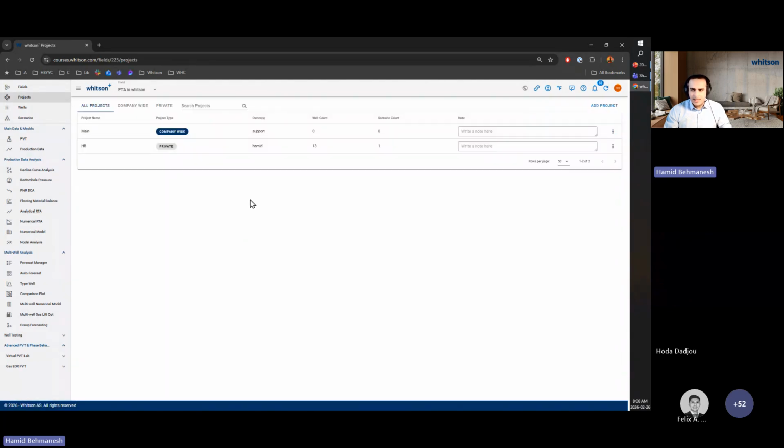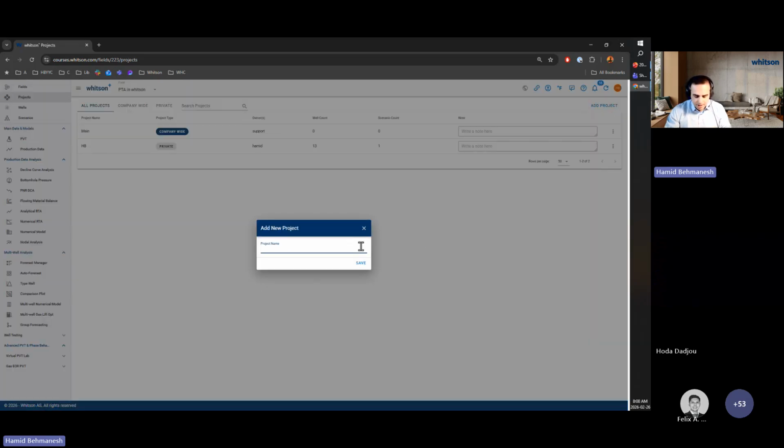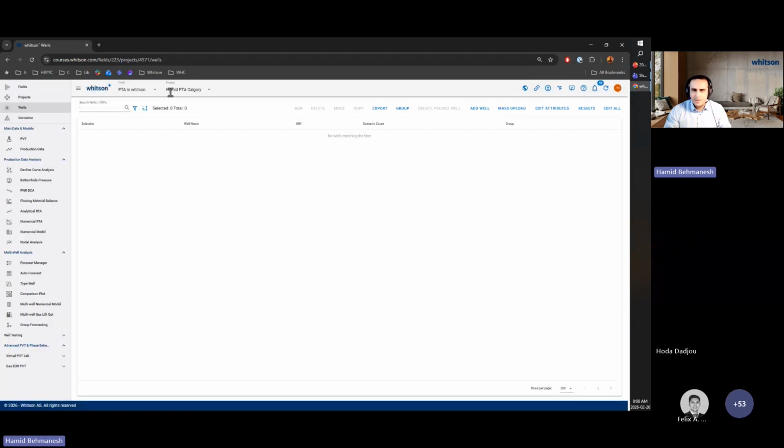And once you see it, you can click into it to go through the field, and you can add a project here on the top and create a project under your name so it is unique to you. So what I'm gonna name this one, I'm gonna call it Hamid PTA Calgary. So this is my project name. Click on save, and when you click on save, you should see your name on the project, Hamid PTA Calgary. And once you are here, please go to mass upload.